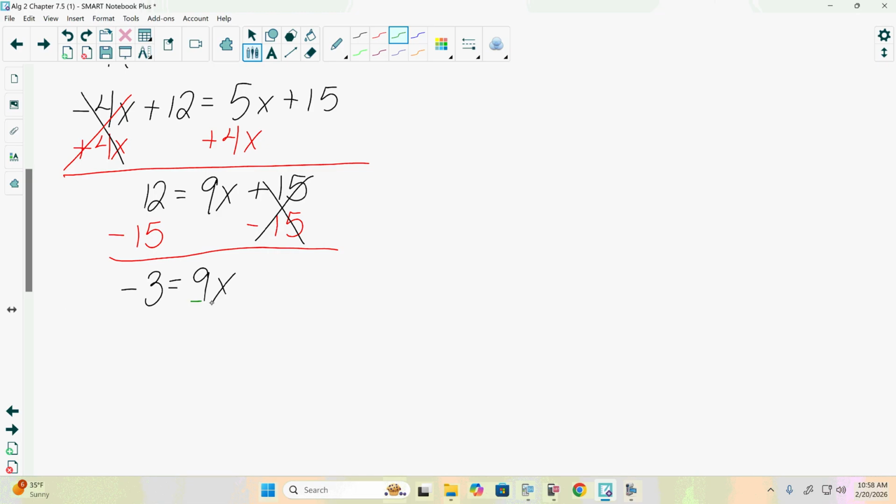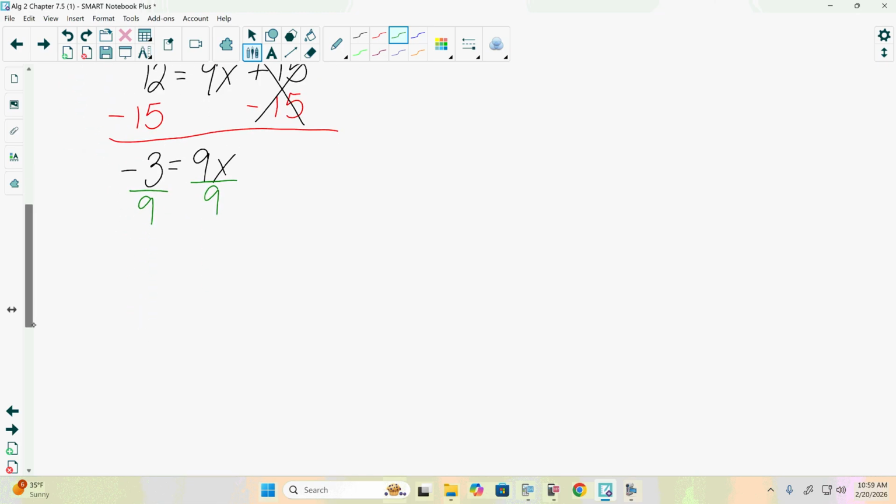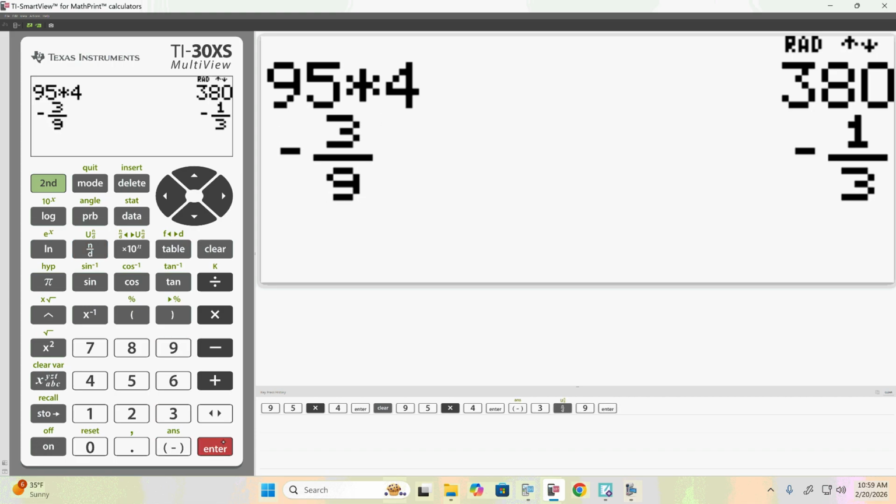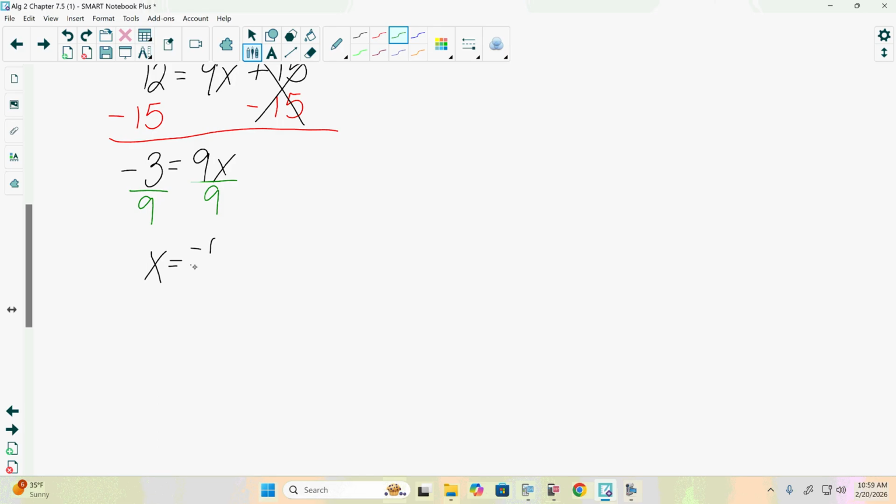And last but not least, we would divide both sides by 9. 9x divided by 9 would be x. Negative 3 over 9 is negative 1/3. That's our final answer, and we're done. And because it's not one of our restrictions, we know it is one of our solutions. Questions on this here?